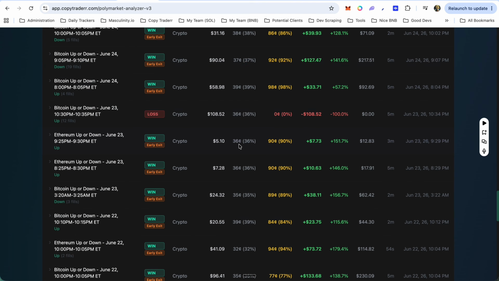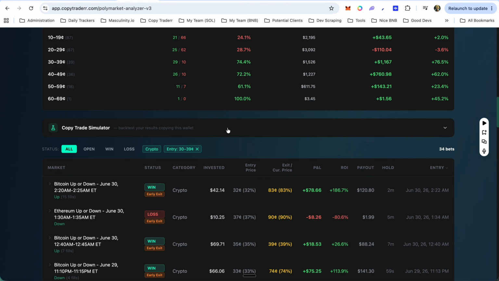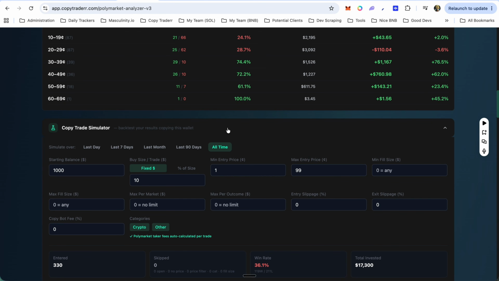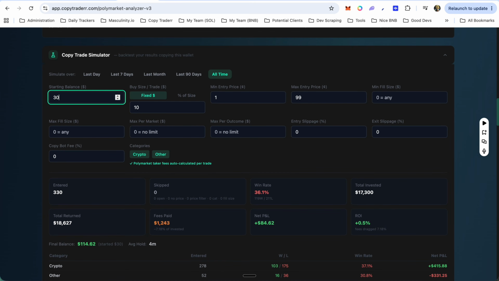But how do I know exactly how that's going to perform? Well, what I can do on this same page is come here to the Copy Trader Simulator. Now, this is the most accurate copy trading simulator for Polymarket that I've ever seen because I built it myself. It takes into consideration all Polymarket fees and has all the filters that you can use in any standard copy trading bot. So I can say I have a starting balance of 300.